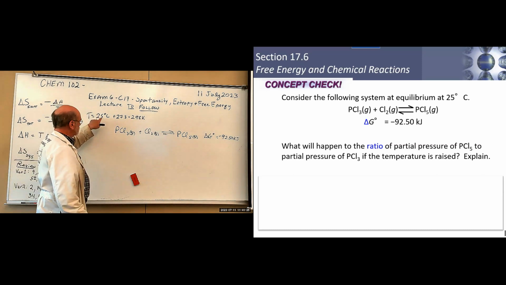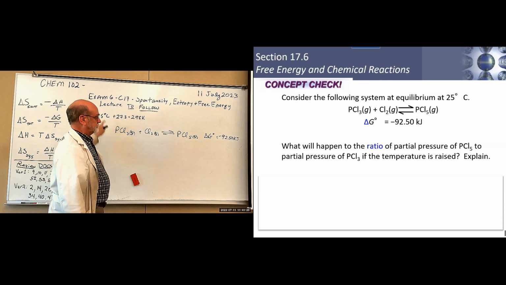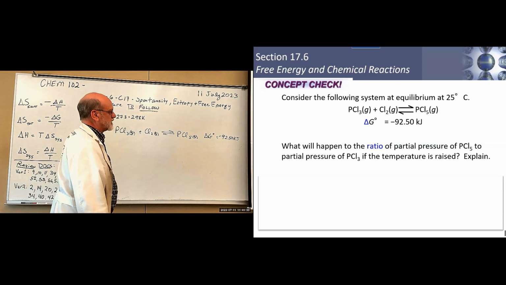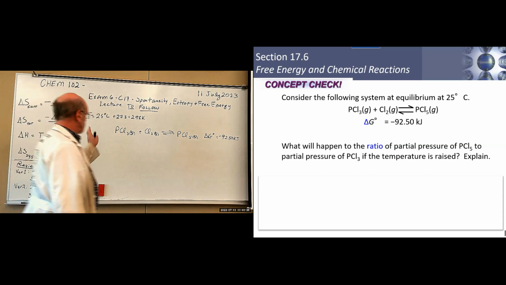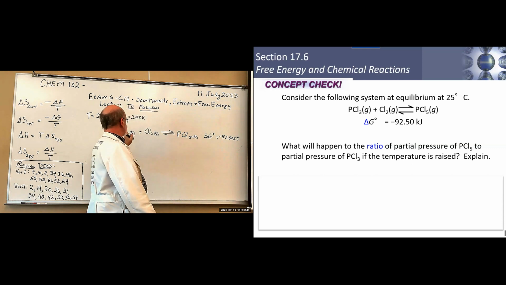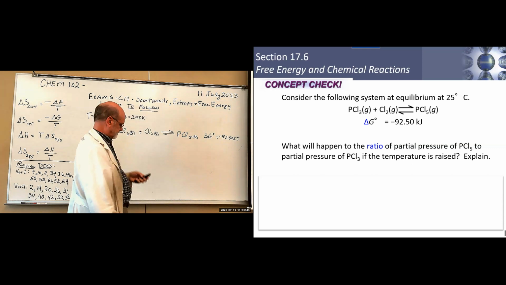And this is standard temperature, 25 degrees. All right. What will happen to the ratio of partial pressures of PCl5 to the partial pressure of PCl3 if the temperature is raised?